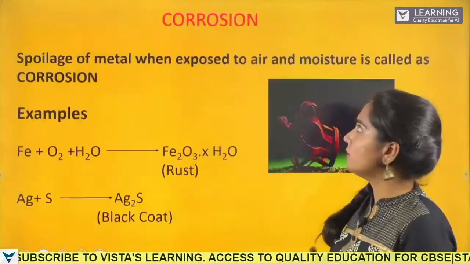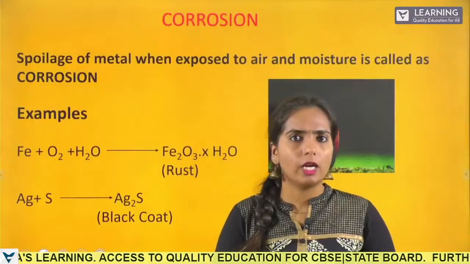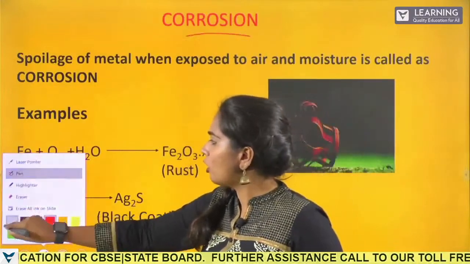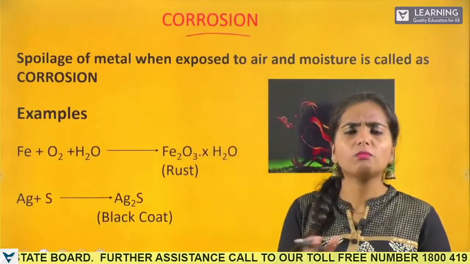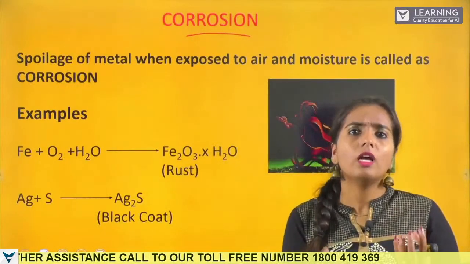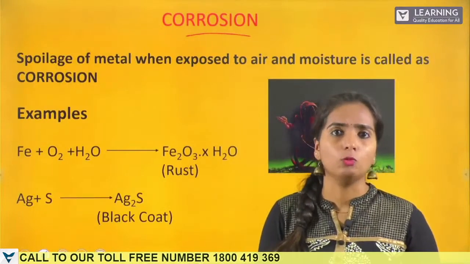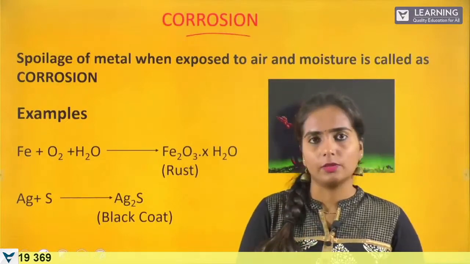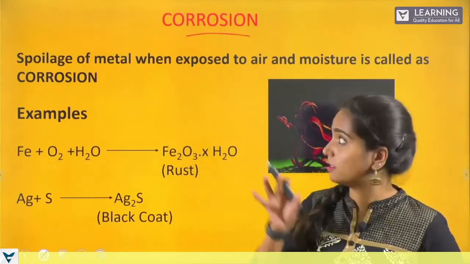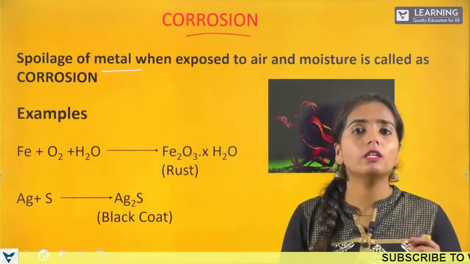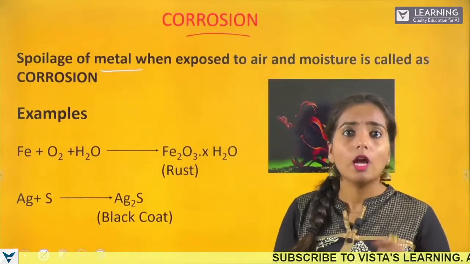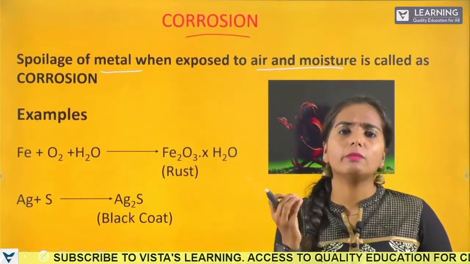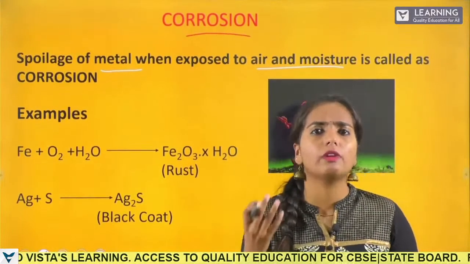Now, moving on, the last part of the chapter is corrosion. What comes to your mind when you hear the word corrosion? Yes, there is something getting changed, that material is getting changed. How? In the presence of oxygen or moisture. The metal we are taking is getting exposed to air and moisture. At that time there will be a spoilage. There will be some kind of rust-type material present.